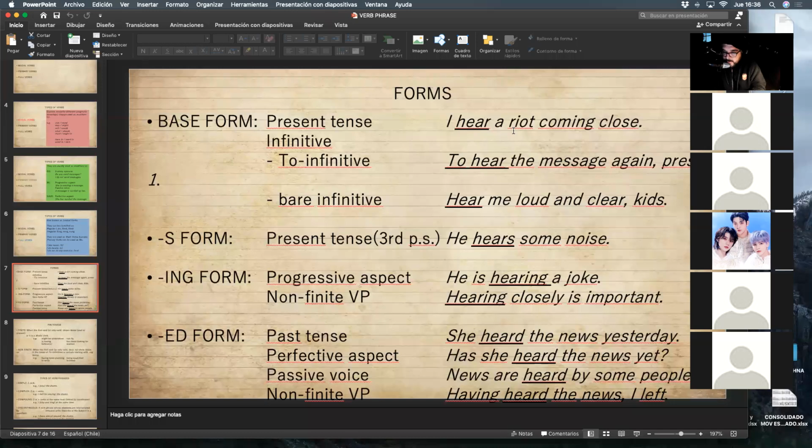The third example, news are heard by some people. The verb phrase is are heard, and the verb head heard is written in its ed2 form because of the passive voice. And finally, having heard the news, I left. Having heard is a verb phrase, and the main verb is heard. It is written in an ed2 form, therefore past participle, because it is in a perfective aspect.